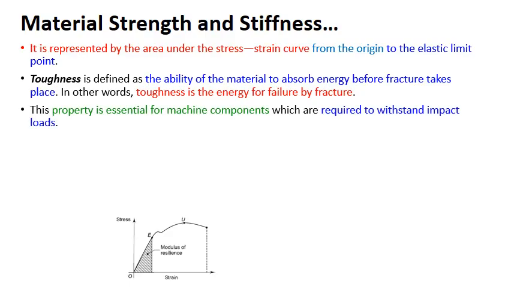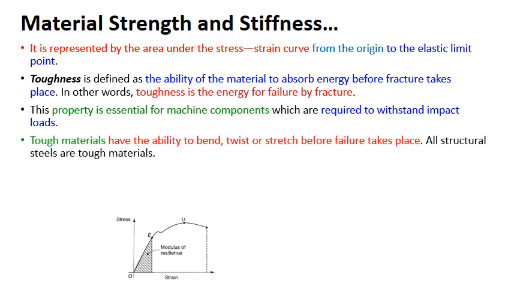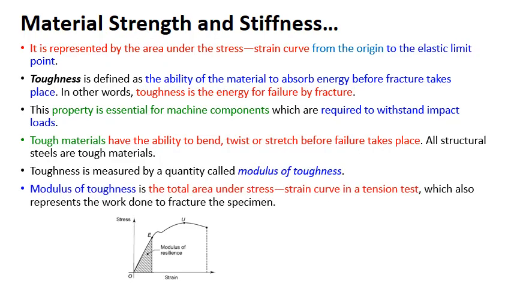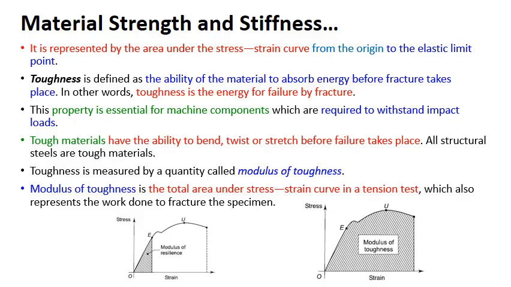Okay. So this is highly essential for components to withstand impact loads. Tough materials can be bent, twisted, or stretched significantly before failure takes place. We measure it by modulus of toughness. So from the stress strain curve, it is actually the total area under the stress strain curve that will give the modulus of toughness. Okay.